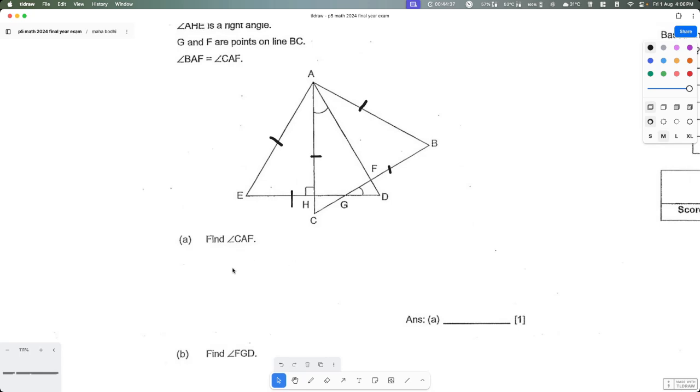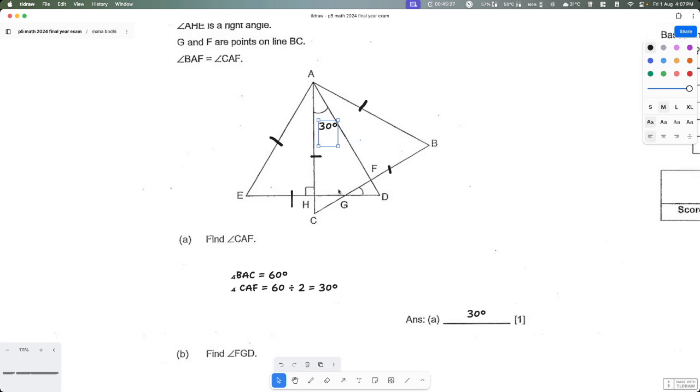Okay. So since it's an equilateral triangle, angle BAC is equal to 60 degrees. Right. And then basically angle CAF is equal to angle BAF, right? Which is basically 60 divided by 2, which is 30 degrees. Okay, all right, pretty straightforward. So this is 30 degrees. All right, next one, find FGD. So FGD is over here. So we know that this is 30 degrees, right?